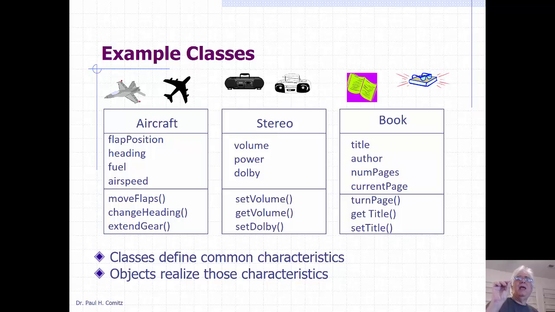We're going to create a class called book, and specific instantiations of that class are objects. And we might have the War and Peace instance of the book object, or any other book that you're reading. So classes define common characteristics. Objects realize those characteristics.